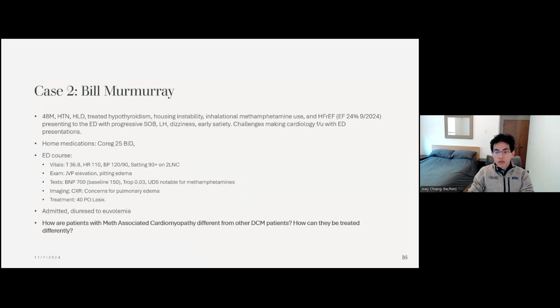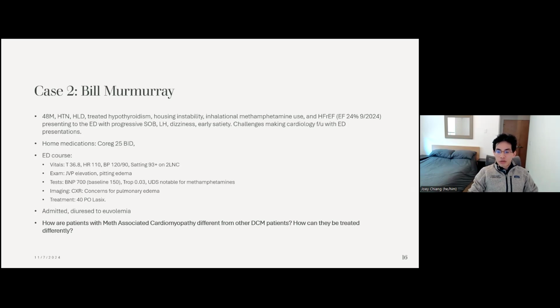Great. So this is Bill Murmury. He's 48, has a history of hypertension, hyperlipidemia, treated hypothyroidism. He is unfortunately experiencing homelessness, has a history of inhalational methamphetamine use, an EF of 24%, had a prior ischemic evaluation that was negative, presumed to be secondary to methamphetamines, presenting to the ED with shortness of breath, lightheadedness, dizziness, early satiety. And he's had multiple challenges making cardiology follow-up with his ED presentations.